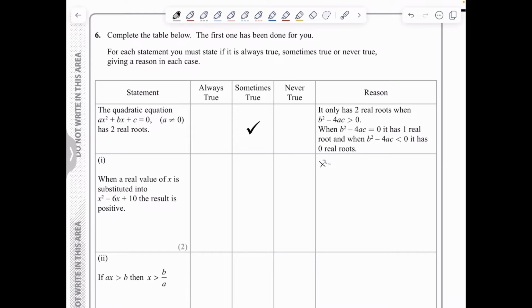x squared minus 6x plus 10 is equal to (x minus 3) squared minus 3 squared plus 10, which is (x minus 3) squared minus 9 plus 10, which is (x minus 3) all squared plus 1. Well, we know that (x minus 3) all squared can never go negative, so if I add 1 as well, then I'm certainly positive, so greater than 0 for all x, and therefore we tick the always true column.